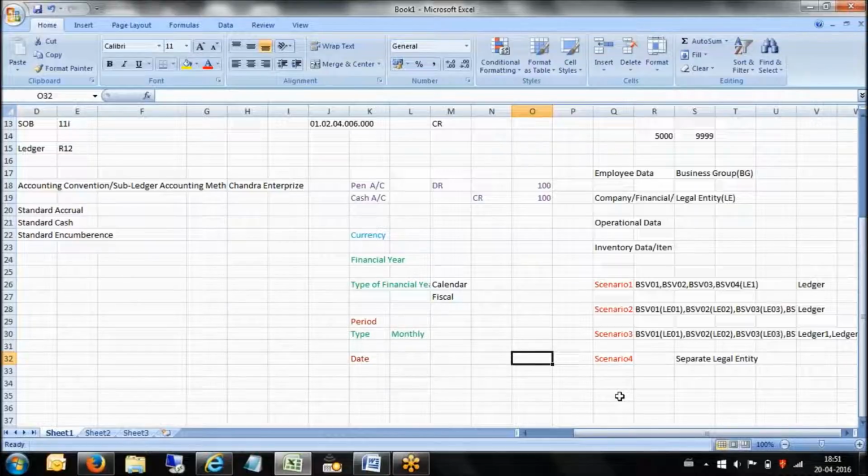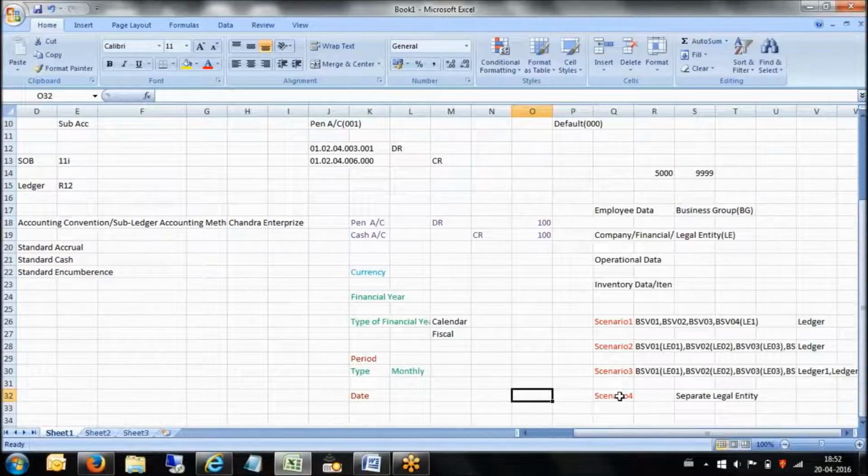So scenario 4 is each balancing segment as its own legal entity and its own ledger. There is no intermingling. So either the charts of accounts are different or one of those elements is different, and they all report independent of each other.